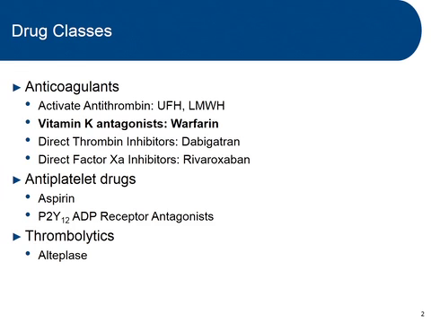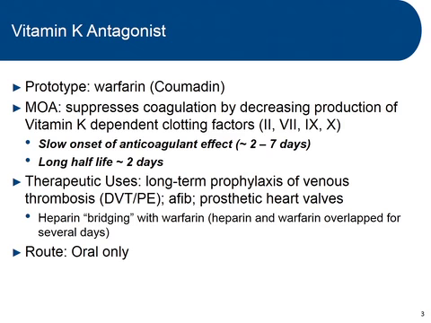So let's move on to our next class of anticoagulants, and that is the vitamin K antagonist. Our prototype is warfarin. Warfarin is a very important drug. It is actually the only vitamin K antagonist in the United States. It's one of the oldest anticoagulants. It's been in use for decades.